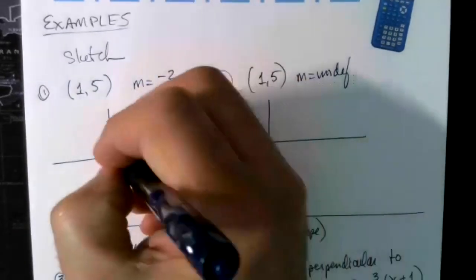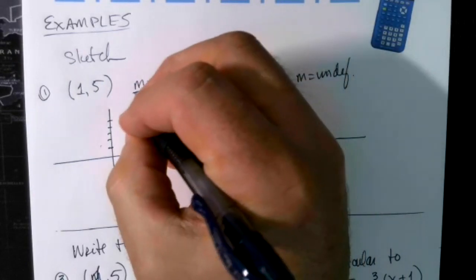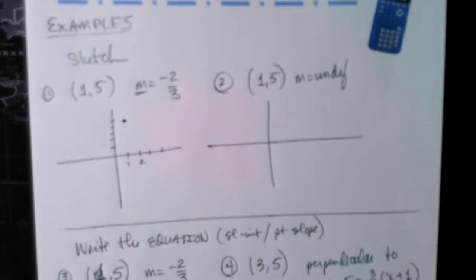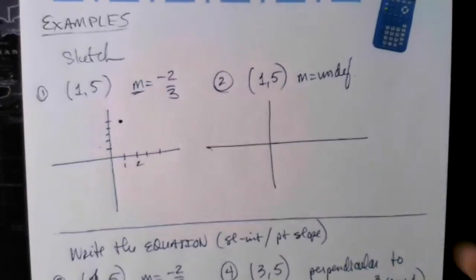Okay, all right, so here I'm locating the point (1, 5). Now remember slope, which is cleverly notated as m. Who knows why it's m? I don't know either. It's quite annoying, actually.